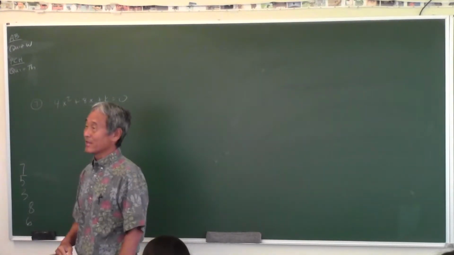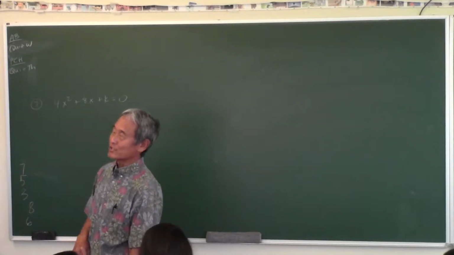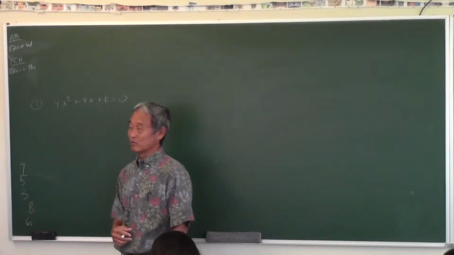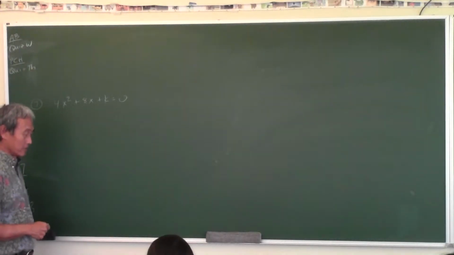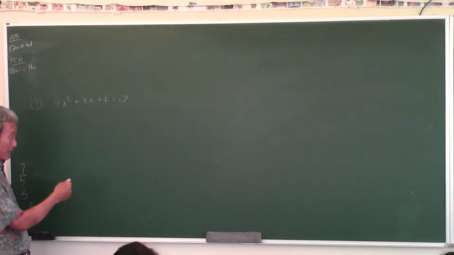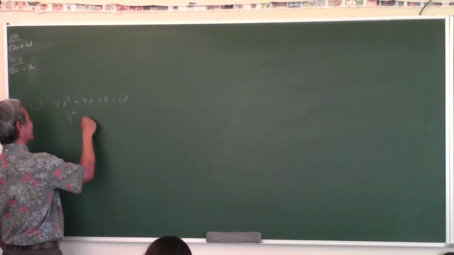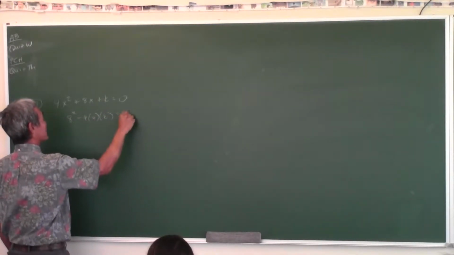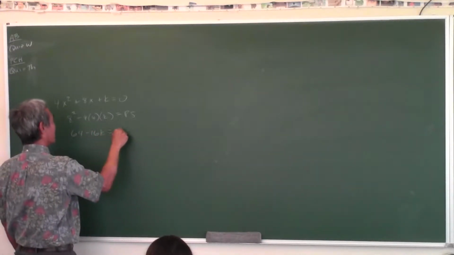For what values of k will the equation? No, we're doing part B. For what integer values of k between -10 and 10 will the equation have rational roots? How do you tell if this quadratic equation has rational roots? The discriminant has to be a perfect square. What's the discriminant? b squared minus 4ac is a perfect square. So 64 minus 16k is equal to a perfect square.